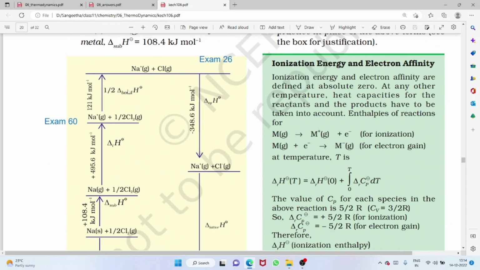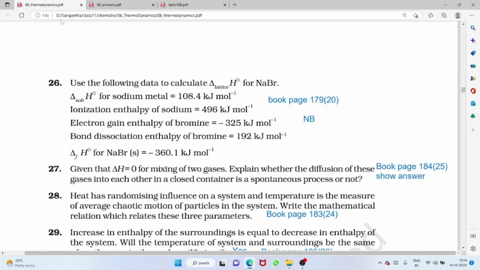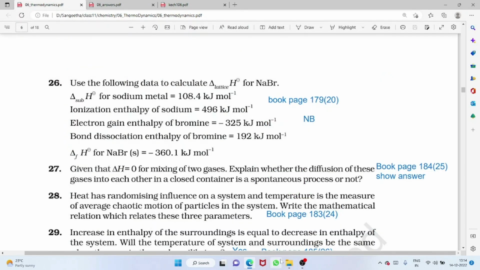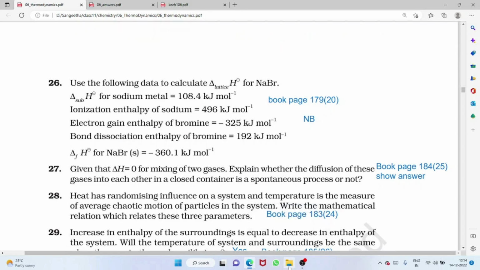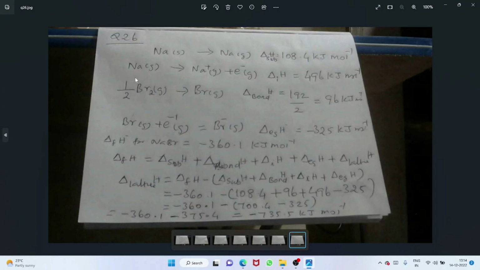Lattice enthalpy: they have given how to compute it for NaCl, and we have to do it for NaBr. So we'll show you how we did it for NaBr. See here, from sodium solid to sodium gas, this is the sublimation enthalpy, and this is the ionization enthalpy, and this is the bond enthalpy. Here we have to note that only half a mole is being used, so we have to divide that bond enthalpy by 2.